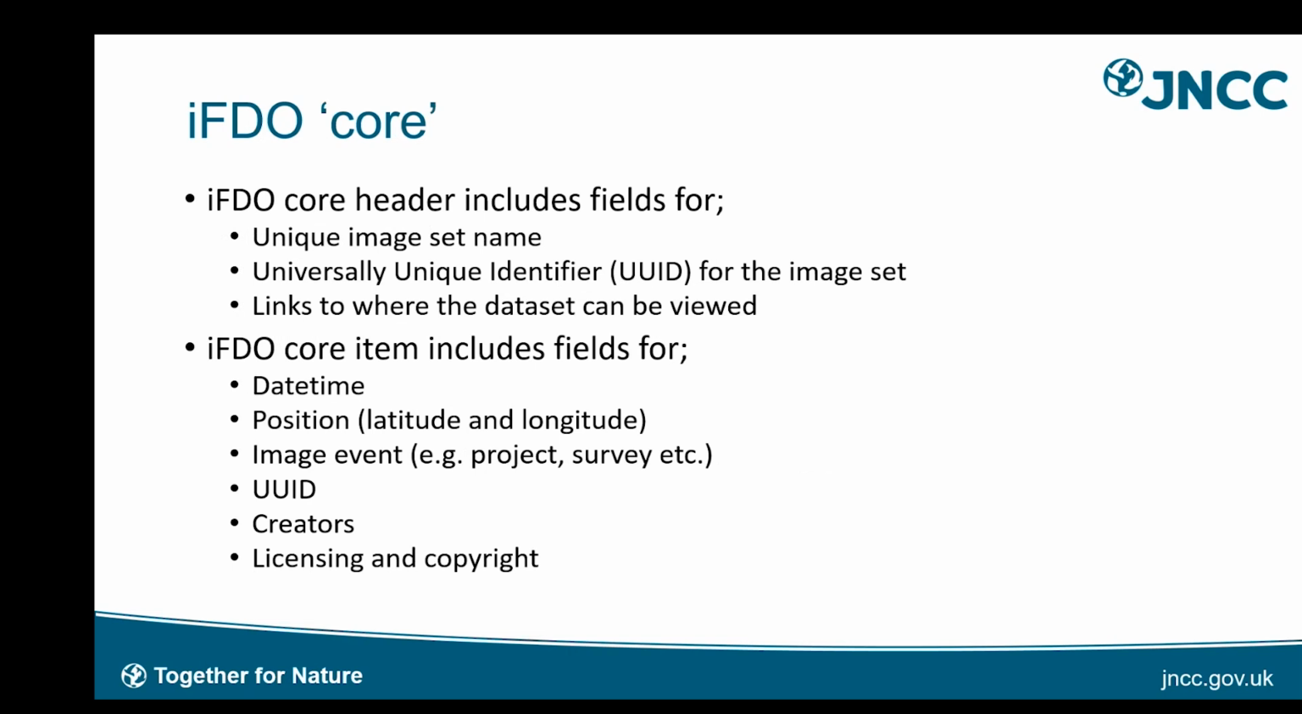So the core metadata are all things which are already widely used, so giving the image data set a unique name and unique identifier number. And then we have per image items, such as the time and date it was taken, the position, and any more specific information on how the image was captured, so if it was on a particular survey or project. And here also we have licensing and copyright information, which is vital for any data which is published publicly.